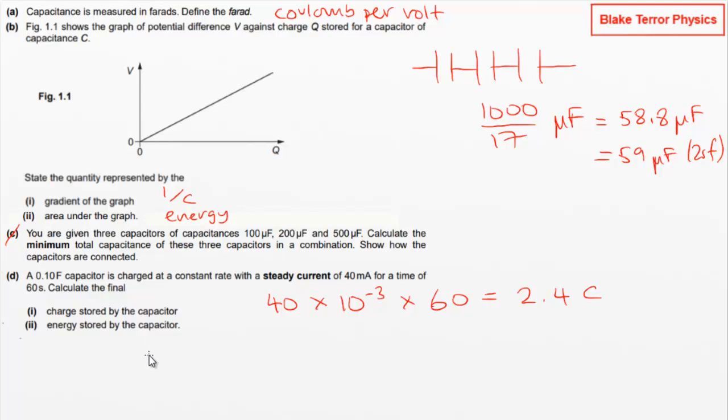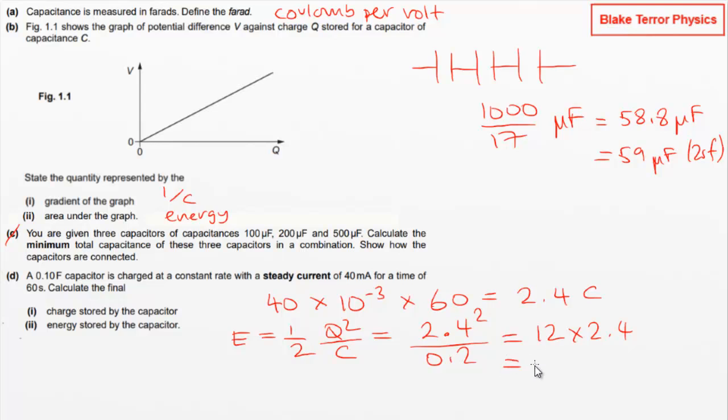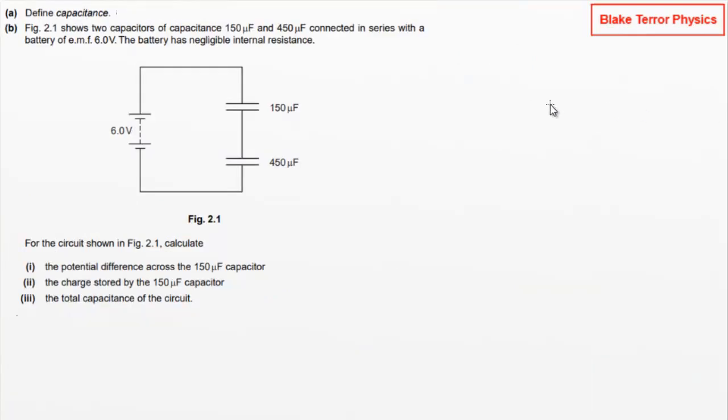Energy stored. So what have we got? We've got charge and we've got capacitance. So we're going to want to use that variant of the formula, a half Q squared over C. So 2.4 squared, because that's our stored charge, divided by 2 times 0.1, so 0.2. That is equal to 12 times 2.4 if we divide one of the 2.4s by 0.2, which is 24 plus 4.8, which is 28.8 joules, which is 29 joules to our usual 2 significant figures. Right, that was a nice warm-up one, unless there's more to the question. Nope, there isn't.